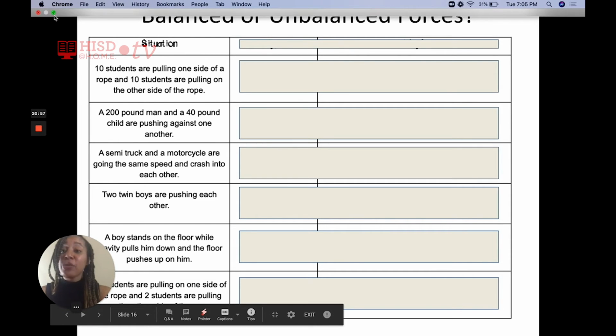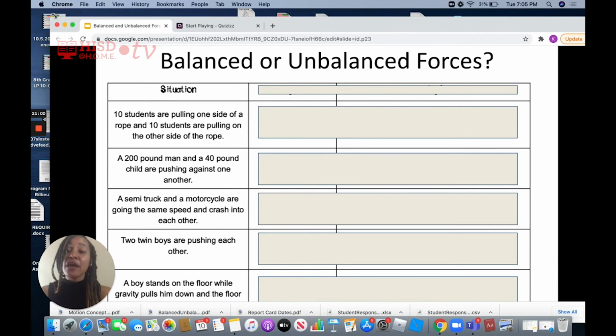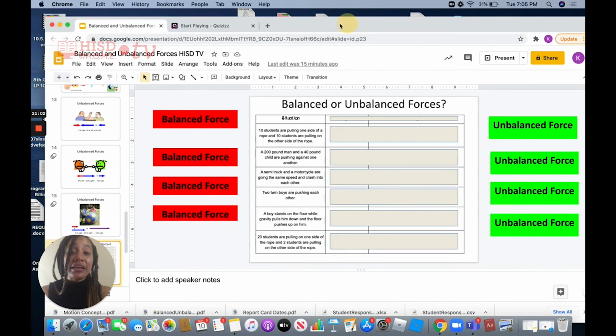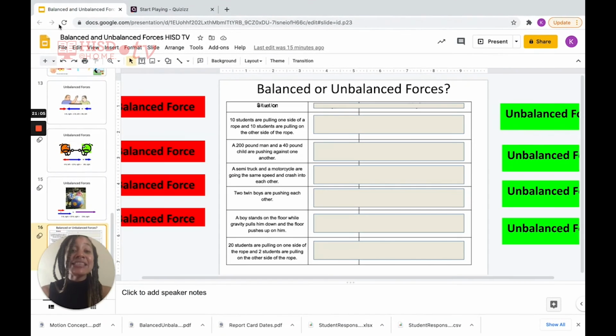All right, so now that we know the difference between balanced and unbalanced force, let's test our knowledge. We are going to read a scenario, and then we are going to decide together: is this scenario an example of balanced forces, or is this scenario an example of unbalanced forces? So let's start with the first one. It says 10 students are pulling on one side of the rope and 10 students are pulling on the other side of the rope. So first, do we have the same amount of force on both sides of the rope? Yes or no?